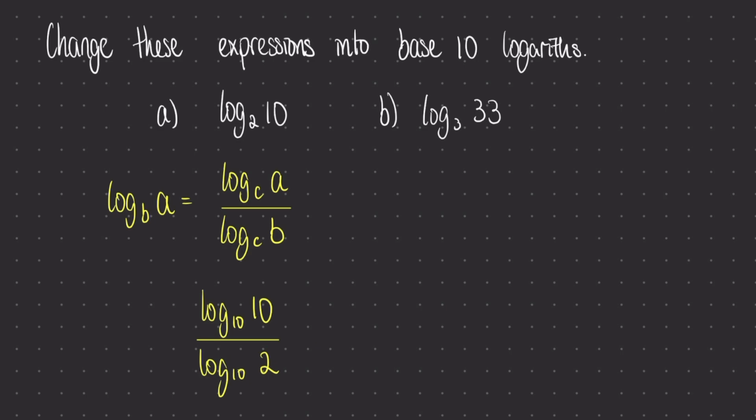I can see that log to the base 10 of 10 is just 1, so this is going to be 1 over log to the base 10 of 2, or log 2. Let's look at question B. C is still going to be 10, B is going to be 3, and A is going to be 33. So I can write this as log 33 over log 3.